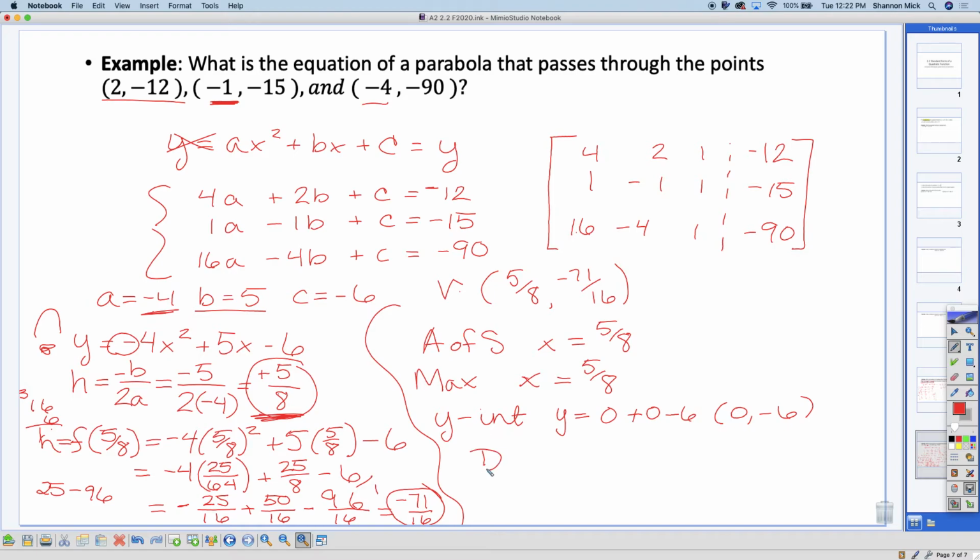Domain. All real numbers. And why is it all real numbers? Because it's quadratic. There's no restrictions on what I can put in there. When we do domain, you don't have to put the negative and the positive infinity if you do this. This is set notation here, interval notation here.